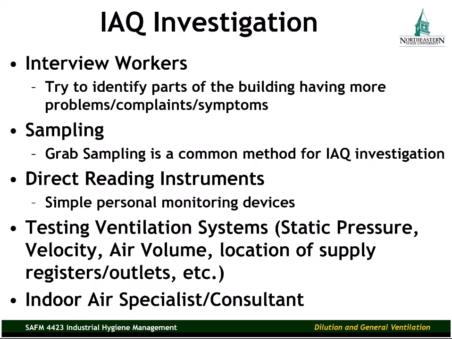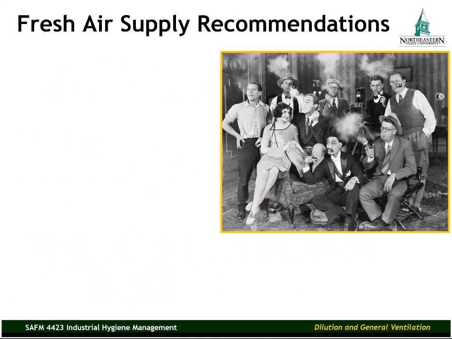As we said in the previous module, a lot of indoor air quality problems are simply not having good ventilation through the system, not getting a good supply of fresh air into the workspaces. And what I want to look at now are the fresh air supply recommendations. These are common recommendations. They're part of building codes. Several different agencies promote these recommendations for the amount of fresh air needed in workspaces.